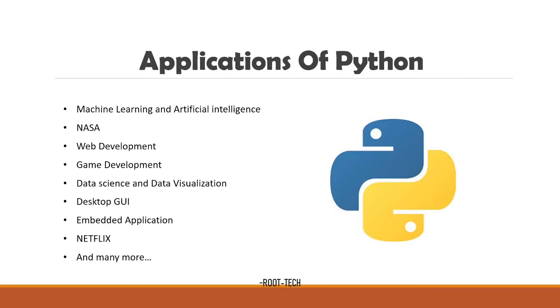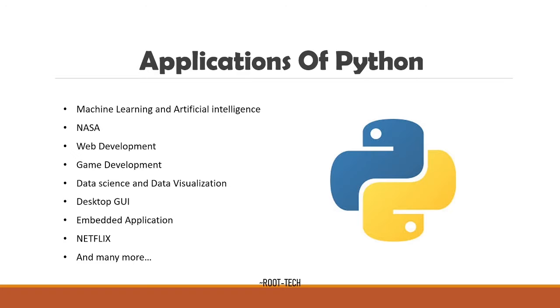Applications of Python: machine learning and artificial intelligence. Python is used in machine learning and artificial intelligence, such as when you log into a web application or a mobile app and receive recommended ads. These ads are made possible by the use of machine learning to recommend them. NASA uses Python to perform complex mathematical operations. Web development: Python can be used in web development with a Python framework called Django.